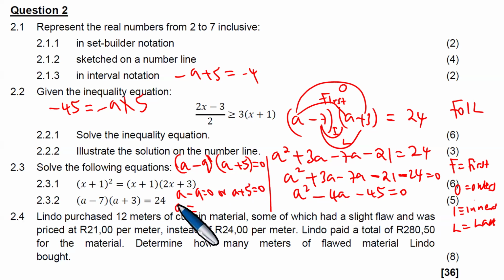So a equals 9. A is minus 5. Okay. So those are the answers. A equals 9, or a equals -5. So those are the answers.